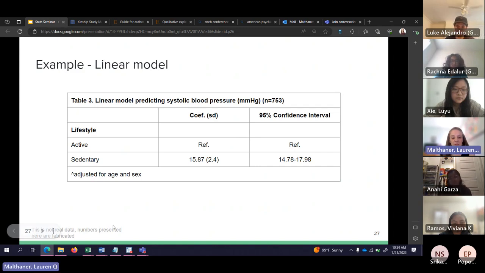So in this case, I would interpret this as those who are sedentary have 15.87 millimeters of mercury higher systolic blood pressure with a standard deviation of 2.4 compared to those who are active after adjusting for age and sex. And I would also note the confidence interval in there.